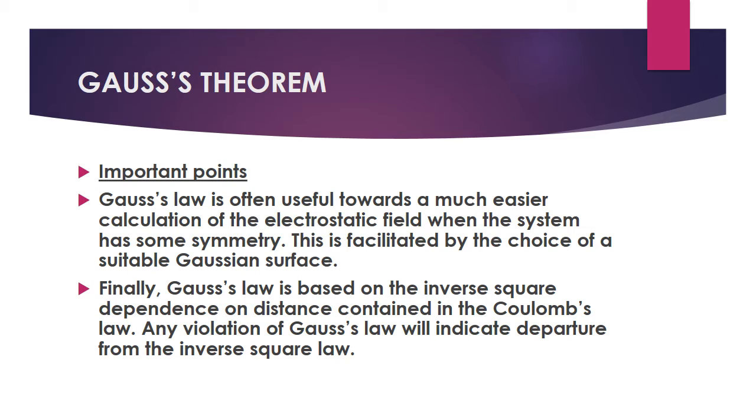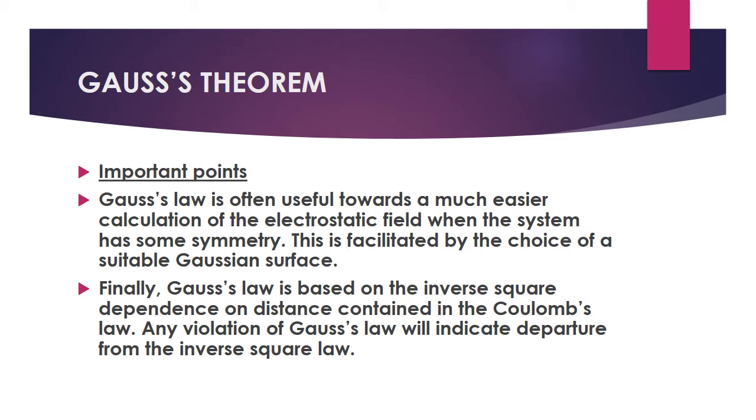These are also another set of important points that one can keep in mind while working out questions based on Gauss's law. Gauss's law is often useful towards a much easier calculation of electrostatic field when the system has some symmetry. We will see that Gauss's theorem can be used for finding electric field in certain situations that involve symmetrical charge distributions. This is facilitated by the choice of a suitable Gaussian surface. We will see in our later slides the conditions on the basis of which the Gaussian surface should be selected.